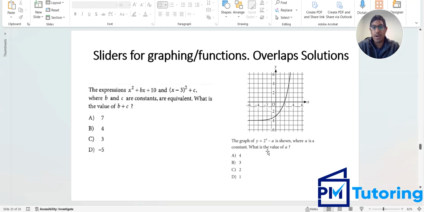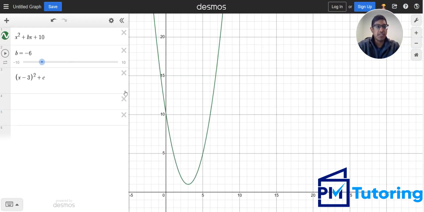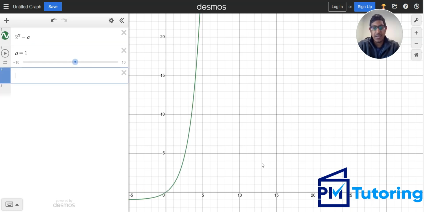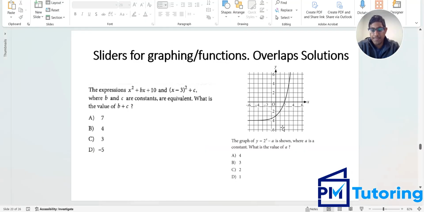We have the graph of y equals 2 to the x minus a. So we'll clear these. 2 raised to the x minus a. We add our slider in. And again, we'll find some key points to identify. It looks like this has a y-intercept at 0, -3. So that's what we want.